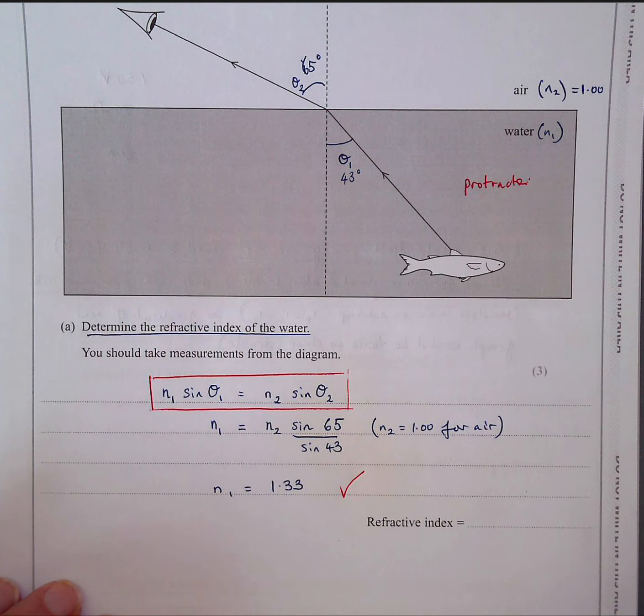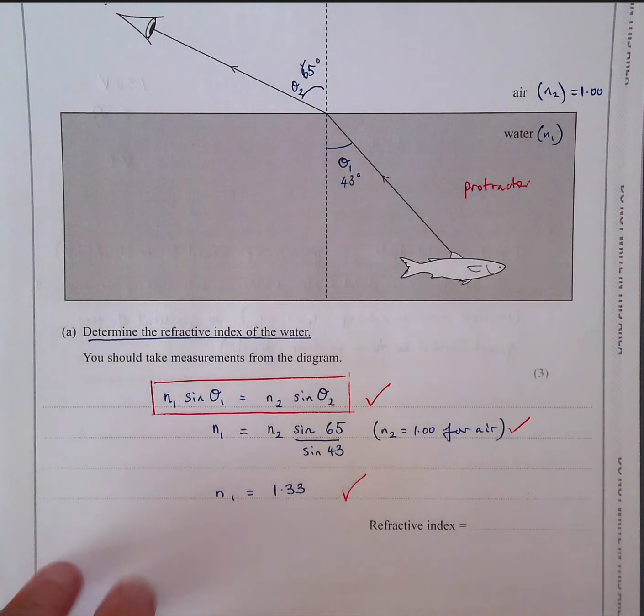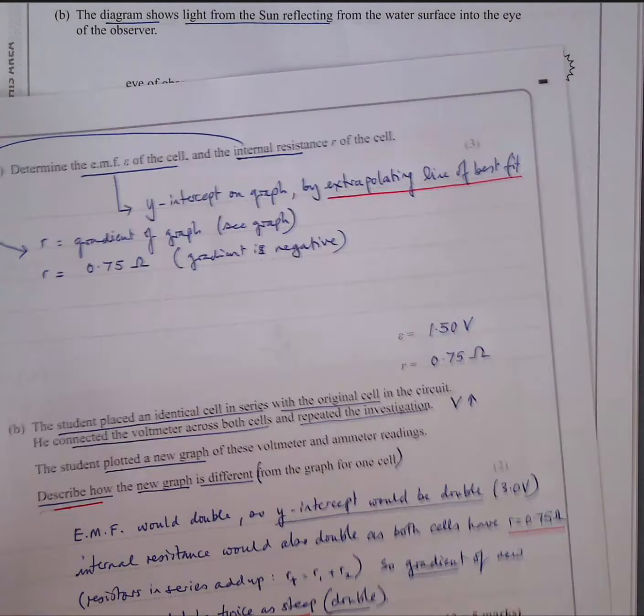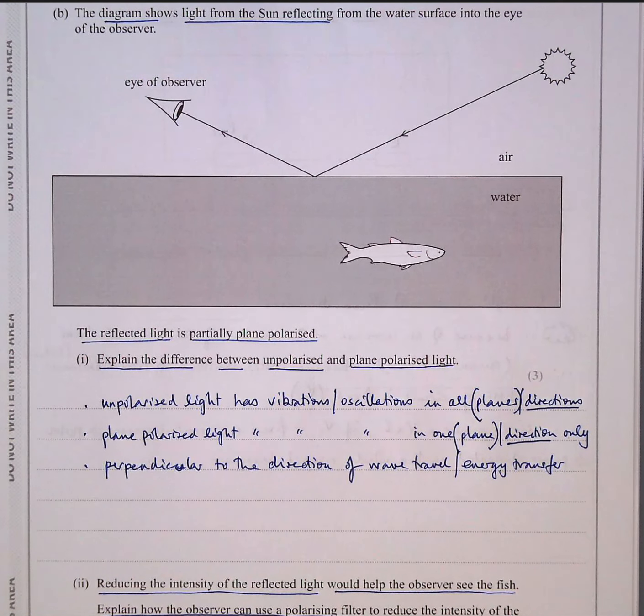Okay, so that gives you probably 1 mark for each line, 1 for measuring the angles perhaps. I'm not going to spend time going through the mark scheme right now. And that's the beginning of question 13.